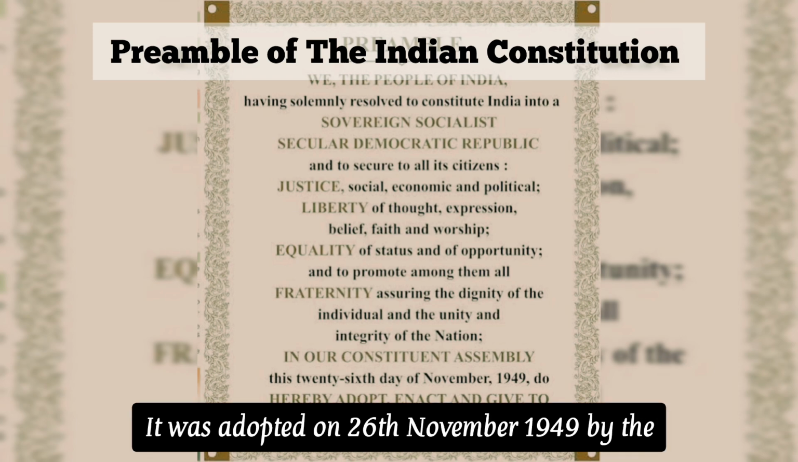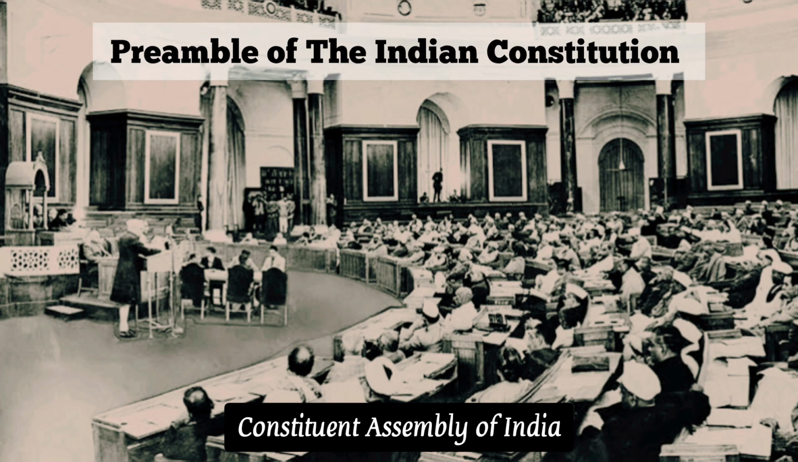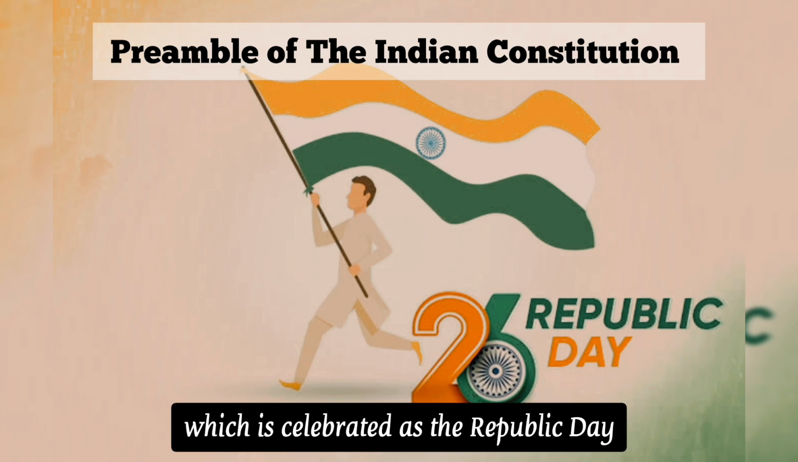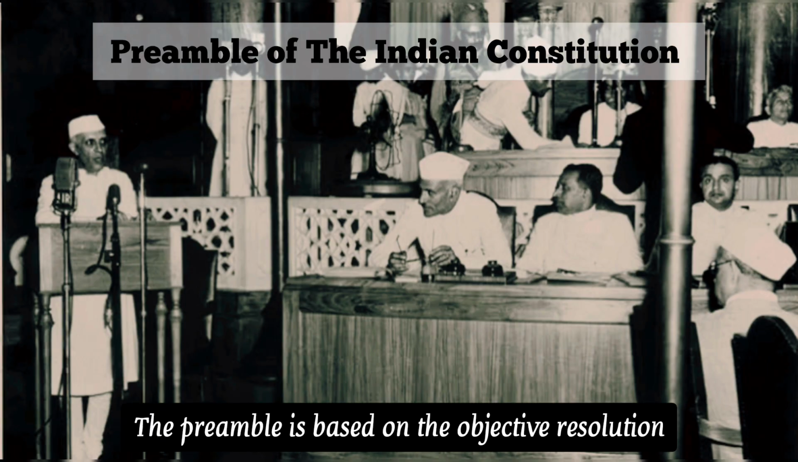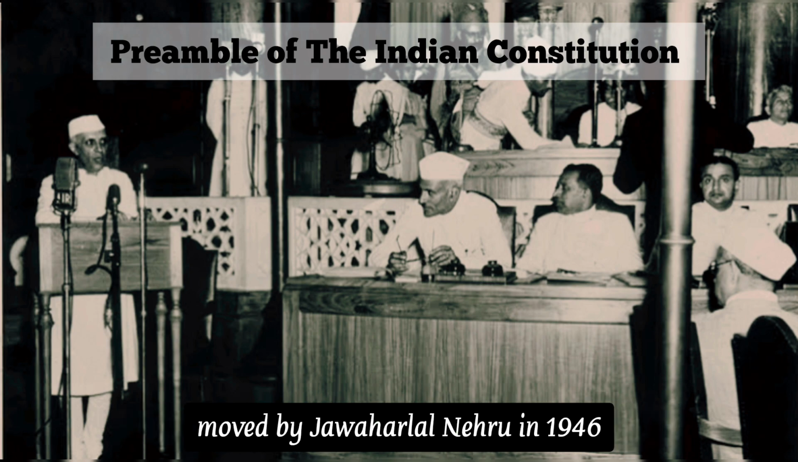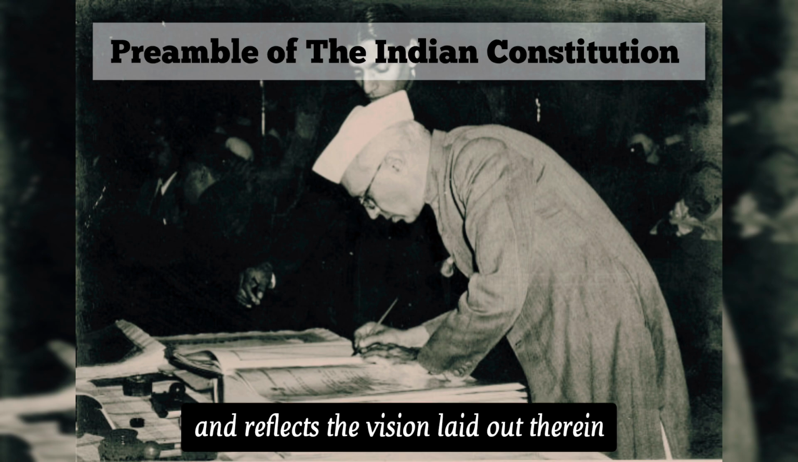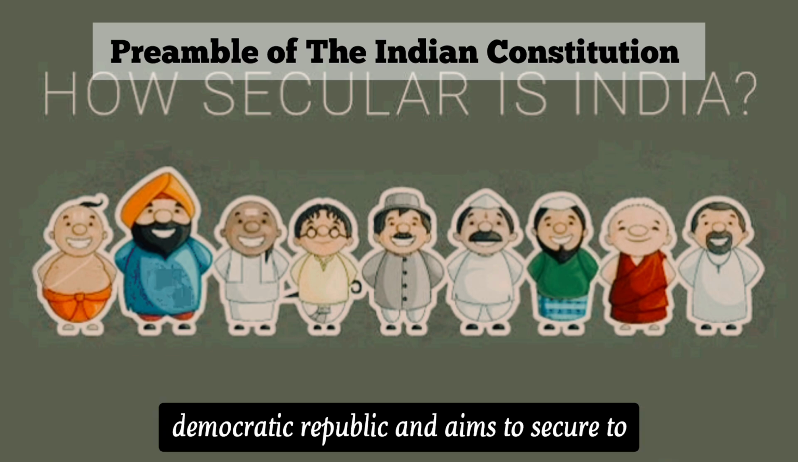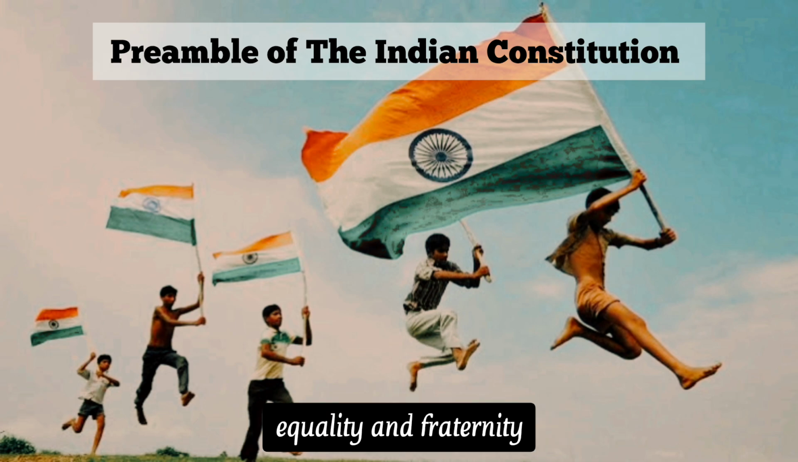It was adopted on 26 November 1949 by the Constituent Assembly of India and came into effect on 26 January 1950, which is celebrated as the Republic Day. The Preamble is based on the objective resolution moved by Jawaharlal Nehru in 1946 and reflects the vision laid out therein. The Preamble declares India to be a sovereign, socialist, secular, democratic republic and aims to secure to all its citizens justice, liberty, equality and fraternity.